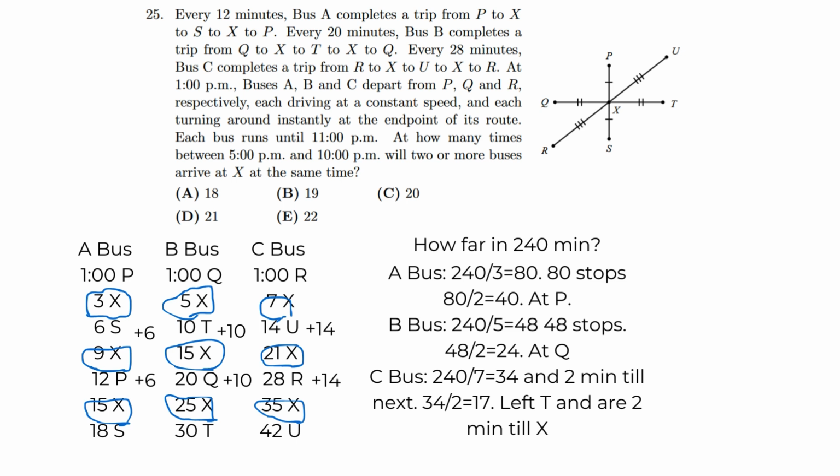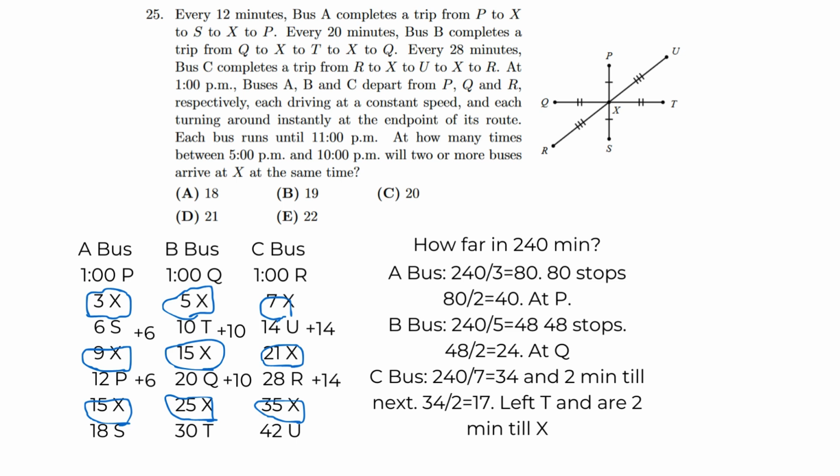It goes X, S, X, R, X, S, X, R. So we divide 80 by 4, which makes 20. Meaning the last stop of this 4-stop pattern, surprisingly, is P.